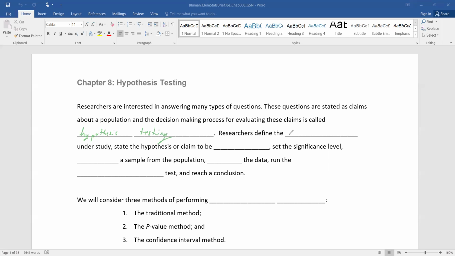Researchers define the population under study, state the hypothesis or claim to be investigated, set the significance level and select a sample from the population, collect the data, run the statistical test, and reach a conclusion.